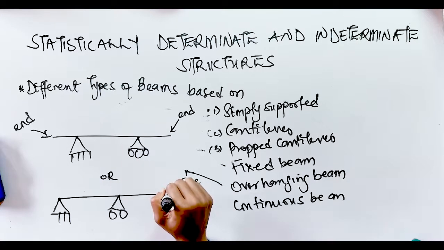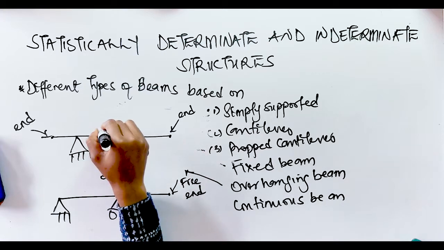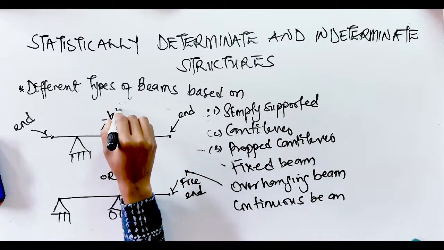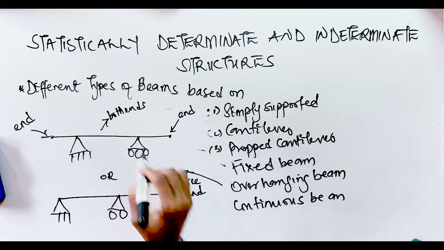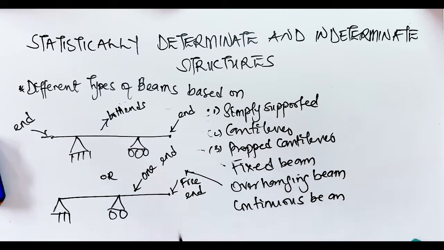When it has to do with both ends being overhanging, we'll only have supports along the beam but not at its ends. Both ends will be left overhanging. So that's what an overhanging beam is.